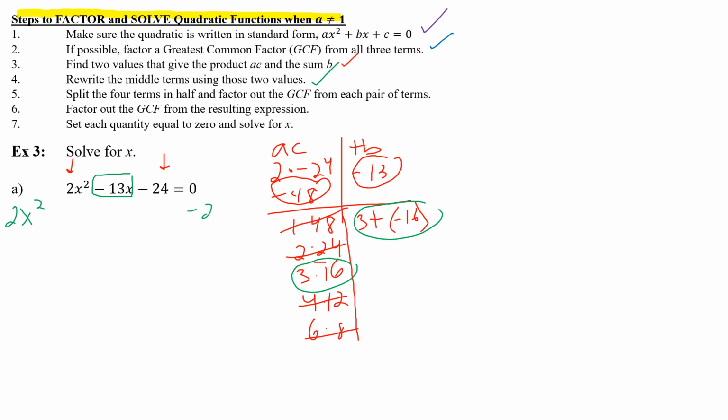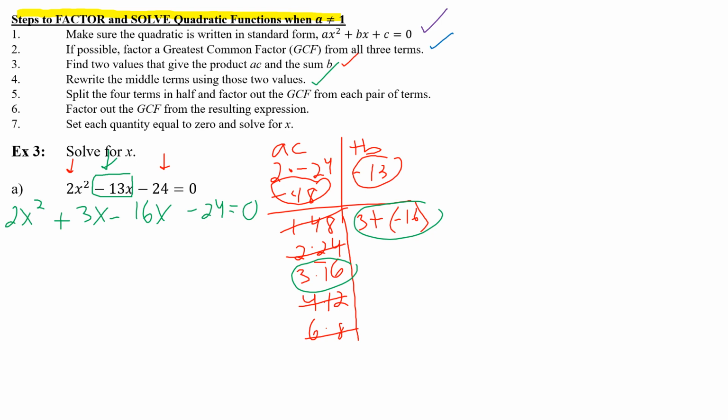I'm going to bring down the minus 24 equals 0. That's not going to change. I'm going to rewrite minus 13x using 3 and negative 16. It doesn't really matter which order you put them, so I'm just going to put them in the order I saw. Positive 3x minus 16x. I expanded it, but if I were to combine 3x and minus 16, that would give me back negative 13. So all I really did was rewrite the middle term like the directions said.